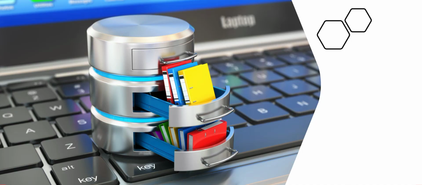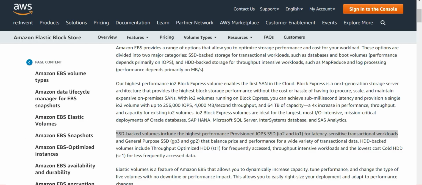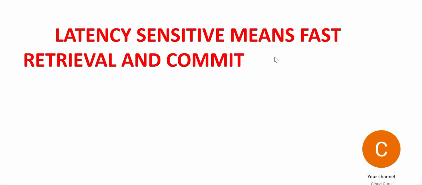Now to help with the performance, out of these four, let's scan option A. It says use IOPS SSD. You see this documentation says use SSD IO2 and IO1 for latency sensitive workloads. Latency sensitive means fast retrieval or fast commit, fast write, fast read, fast write. So we got our answer.